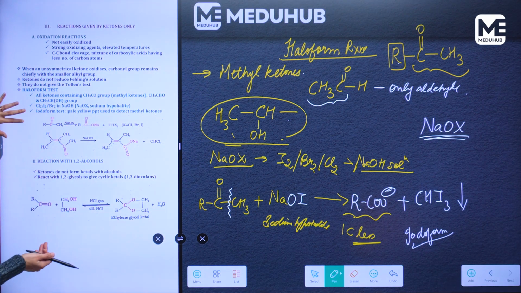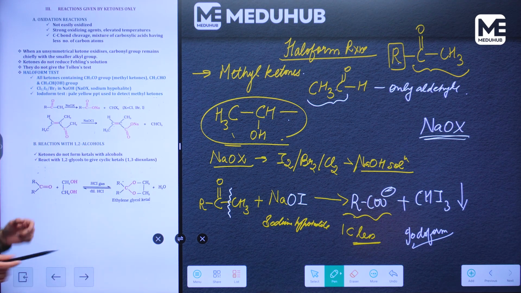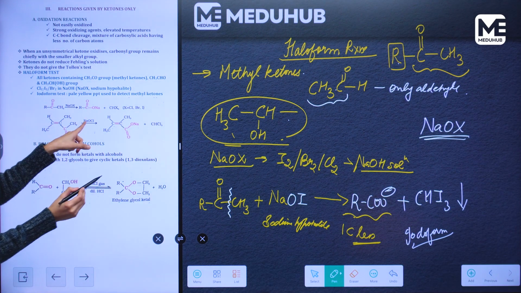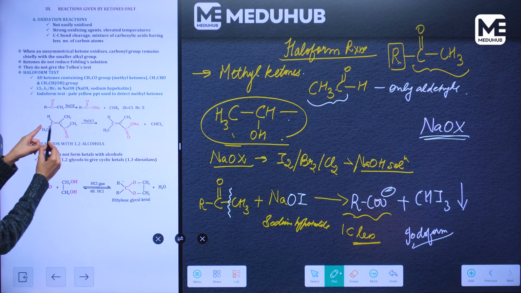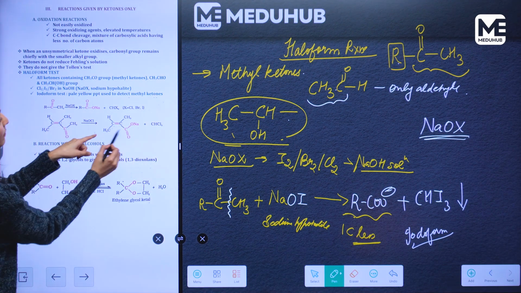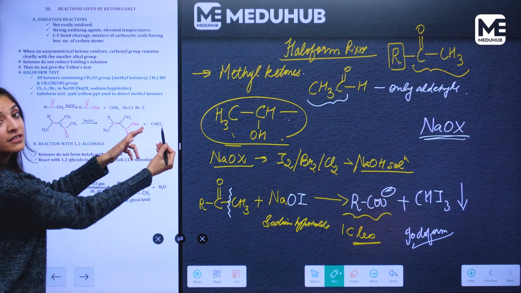So this is an important oxidation reaction of ketones, that is the only one given by ketones. Alright. Now if you have a ketone which has a double bond present in it, like this one here, this double bond is not affected by any NaOX. So when this forms a carboxylate ion here, this double bond remains as it is and we still get iodoform, or in this case chloroform.